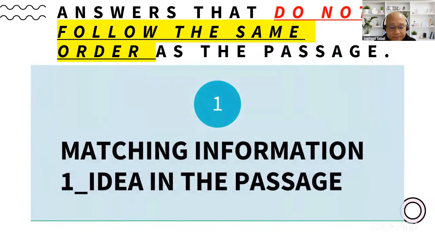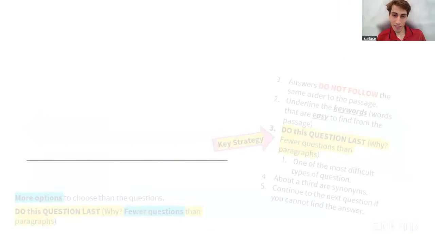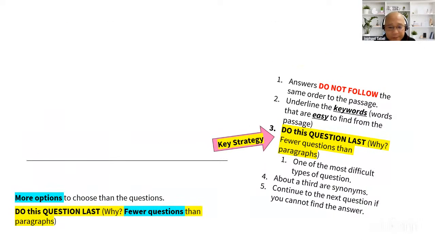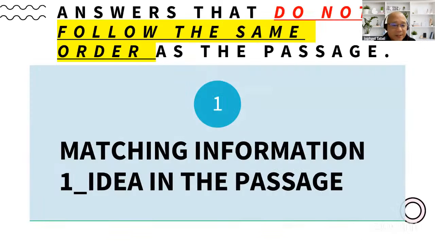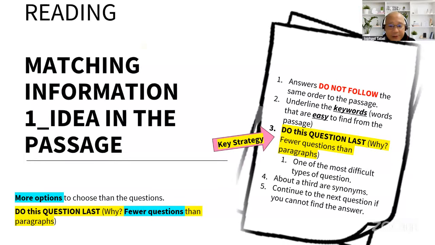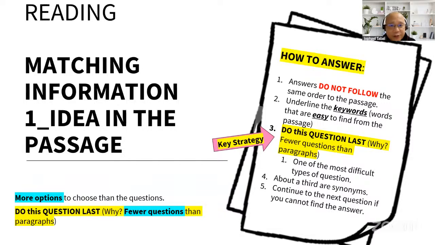I'm not sure if you noticed, but matching information is the most difficult one. Maybe second to that is matching headings, and the first one is matching information or ideas in the passage. My strategy here is the same as for matching headings, but the name is fancier.